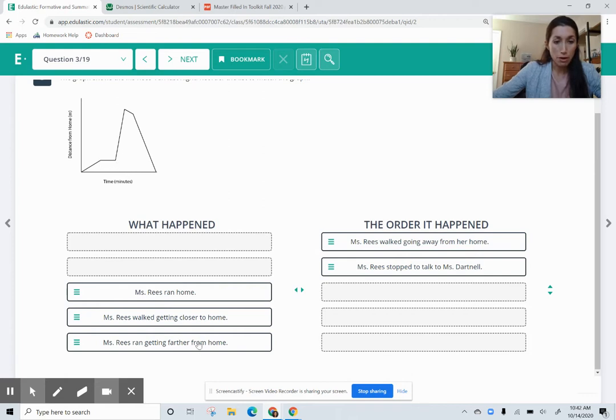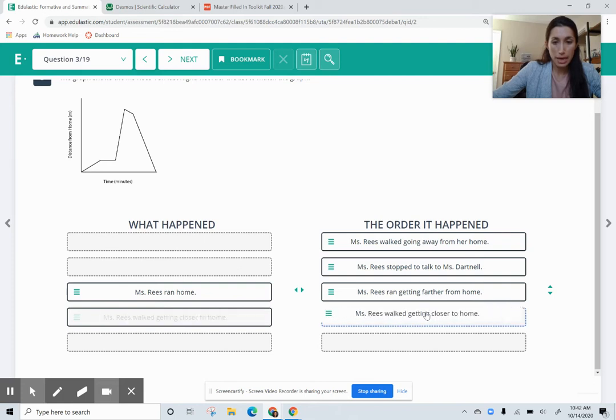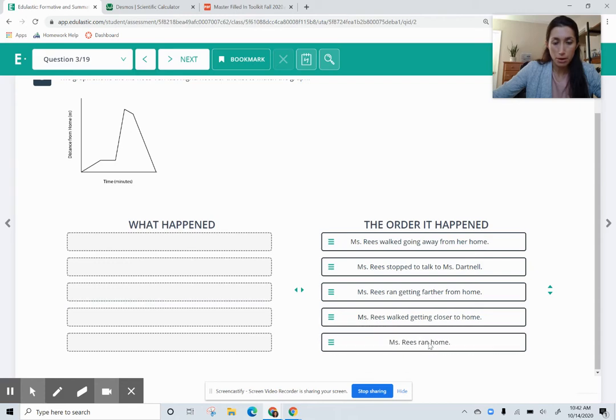Let's see, ran farther away from home. So we talked about this third section here looks like a really steep, and it is going away from the home, so that would be third. And then let's see, we are getting closer, walking closer to home. So that would probably be this next section, which is not as steep. And then even steeper here would be running back to home. So we'll put that in the last part here.